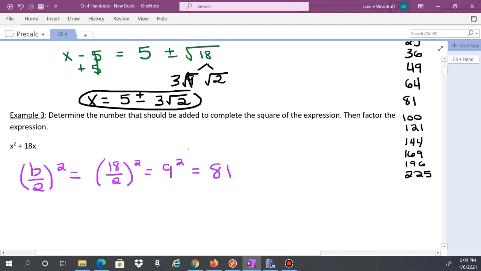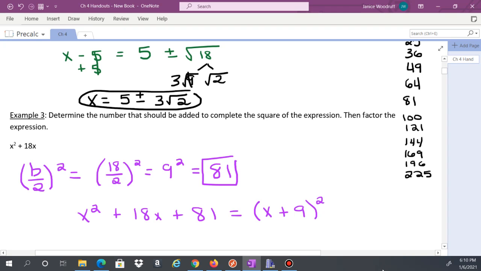81. So then if I were to factor, this is the first part. If I were to factor this expression, x squared plus 18x plus 81, what would that give me? Good, yeah. 9 times 9 is 81, and 9 plus 9 is 18. So it would be twice.